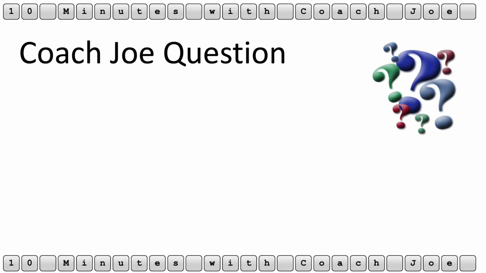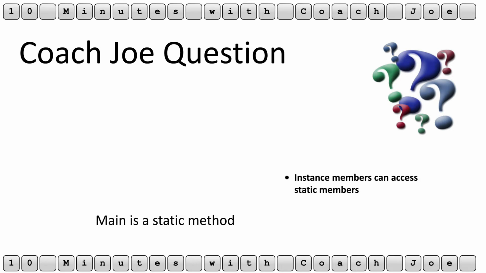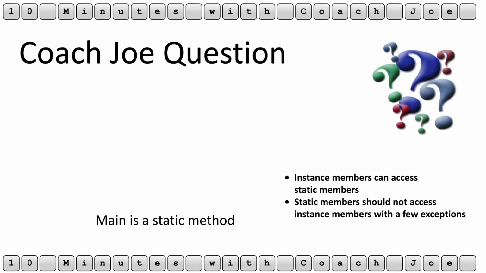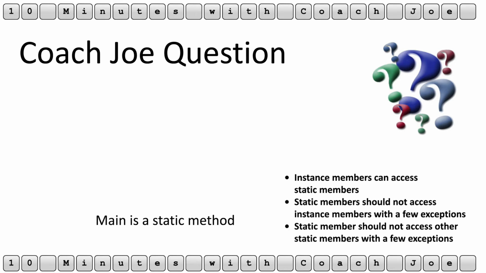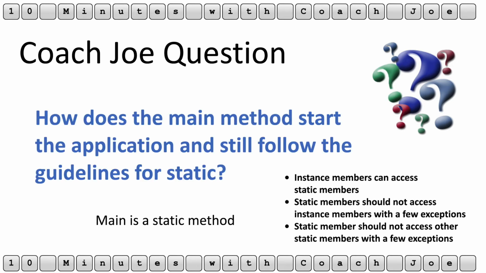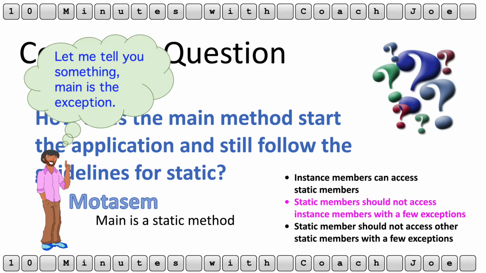Time for a Coach Joe challenge question. Main is a static member. Instance members can access static members. Static members should not access instance members. Static members should not access other static members. The application is trapped by these guidelines. How does the main method start the application and still follow the guidelines for static?